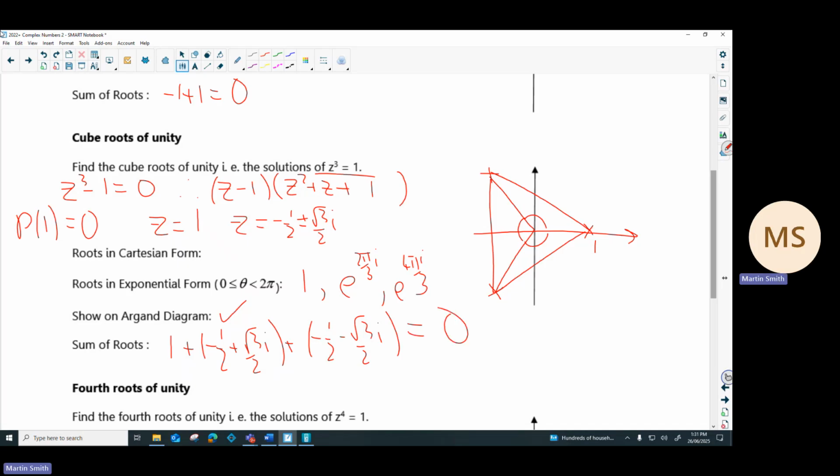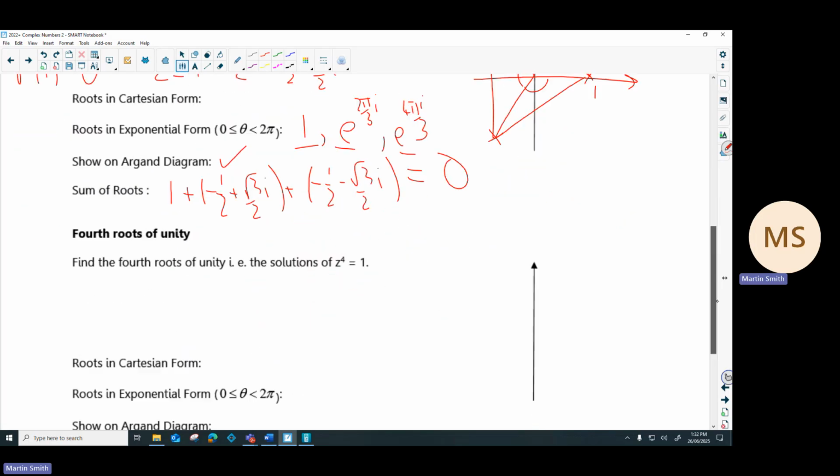So there you go. Key points are the complex solutions of z cubed is 1. There are 3 complex solutions. One of them is 1. The others in exponential form are e to the 2 pi over 3 i. That's because the angle at the center of the circle, 2 pi radians, has been split into 3. And then the next one is e to the 4 pi over 3 i. They form an equilateral triangle in the Argand diagram, and the sum of the roots is equal to 0.